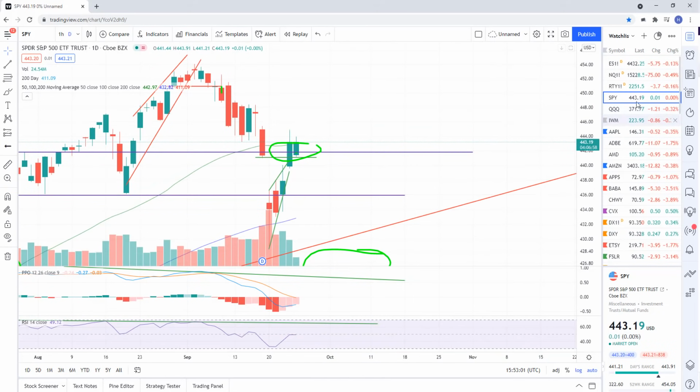All right, so that's what I think is going to happen. Again, I obviously could be wrong. We have to manage our trades. So if we're wrong, we just exit small and lose small and look for the next trade.